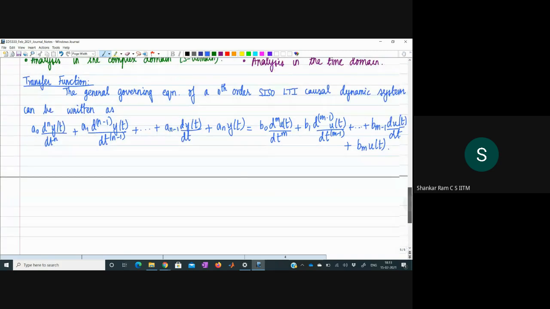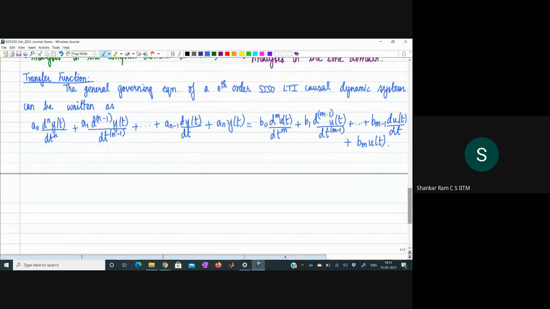If you recall, it characterizes linear systems because the ODE is linear. It is time invariant because all the coefficients are constant; they are independent of time. Causality is reflected in the fact that the value of n is greater than or equal to m.